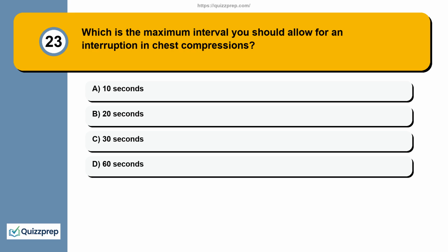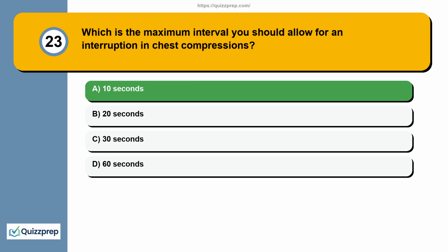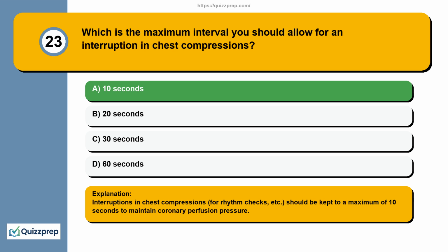Question 23. Which is the maximum interval you should allow for an interruption in chest compressions? 10 seconds, 20 seconds, 30 seconds, 60 seconds. Interruptions in chest compressions, for rhythm checks, etc., should be kept to a maximum of 10 seconds to maintain coronary perfusion pressure.